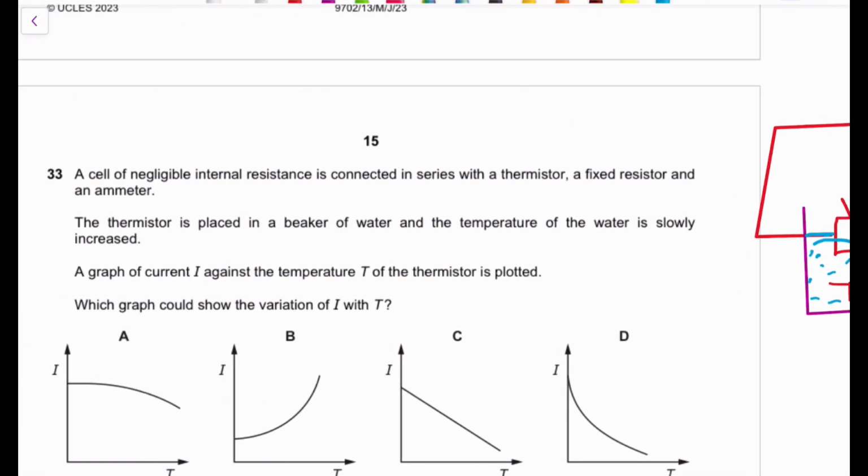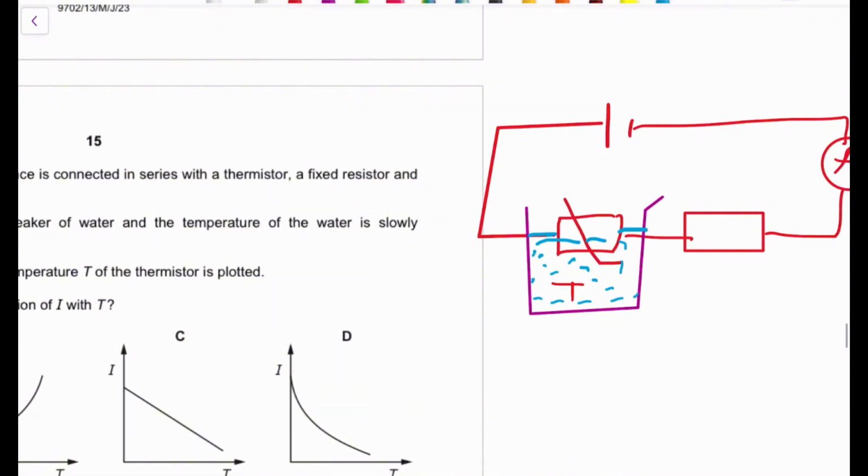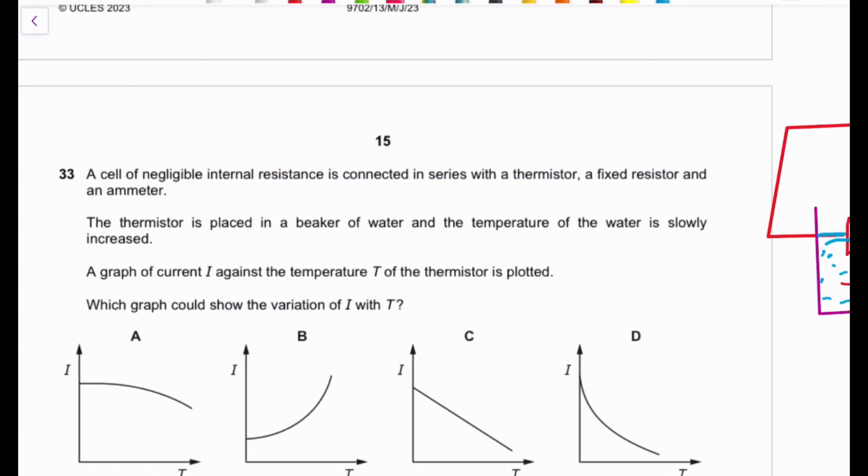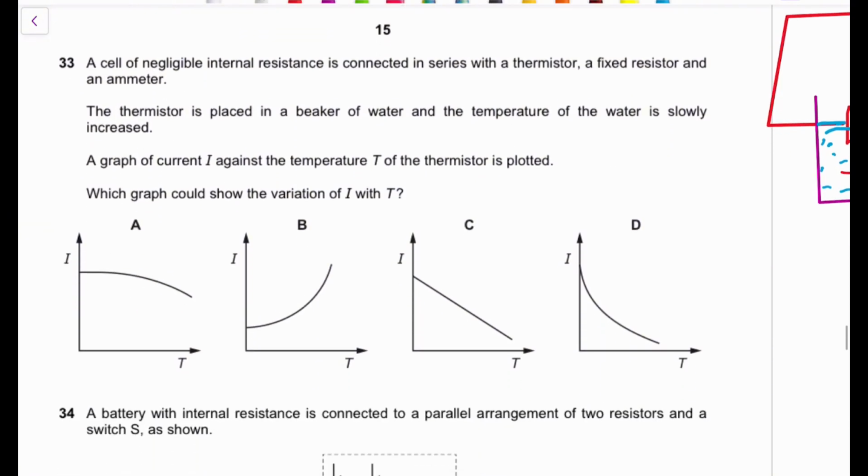And the temperature of the water is slowly increased. So we're going to heat it up. We're going to heat over here and increase the temperature of the water. And the graph of current against temperature is plotted, which graph shows the variation of I with T.